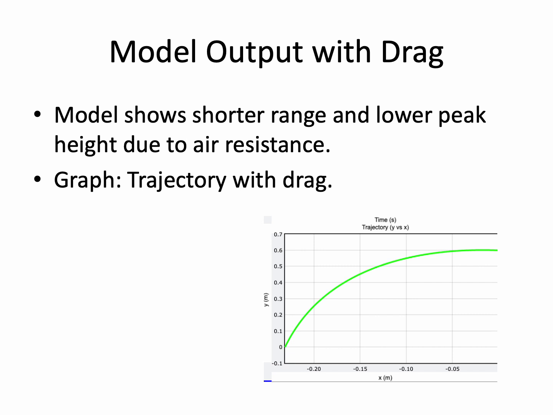In this plot, you can see the output of the model that includes drag. The projectile has a shorter range and a lower peak height as expected. This matches the tracker data much better than the model without drag. The velocity vectors also shrink over time, showing energy loss due to air resistance.